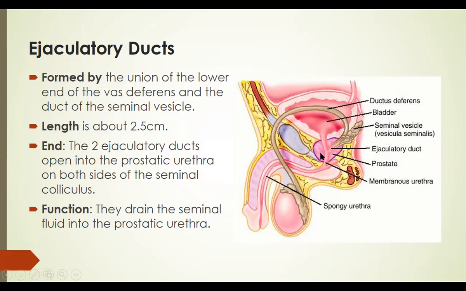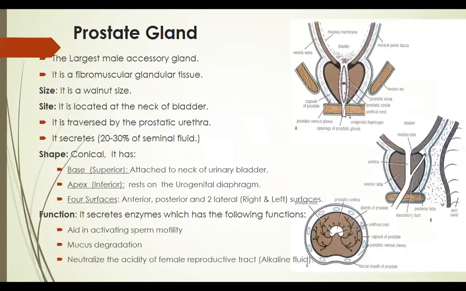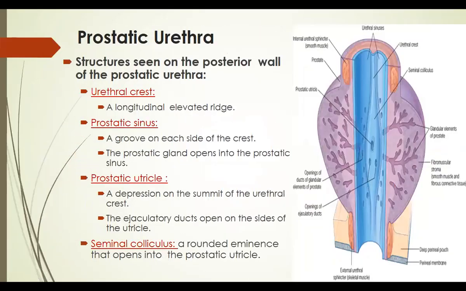This is the prostatic urethra, the urethra which passes through the prostate. They open on both sides of the seminal colliculus. Later I will show you. Here you can see the opening of the ejaculatory ducts. This is called the colliculus, and within that, on either side, you can see the ejaculatory duct openings.